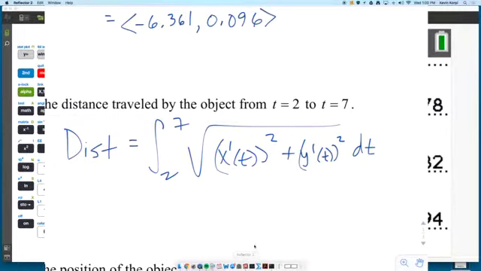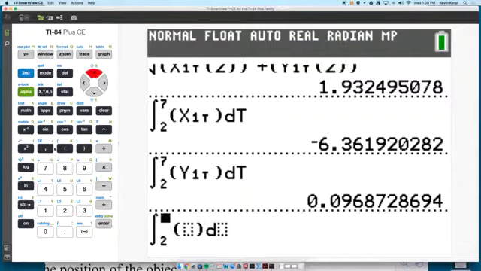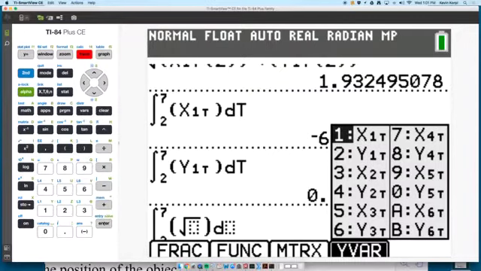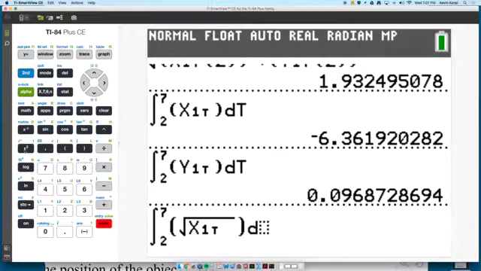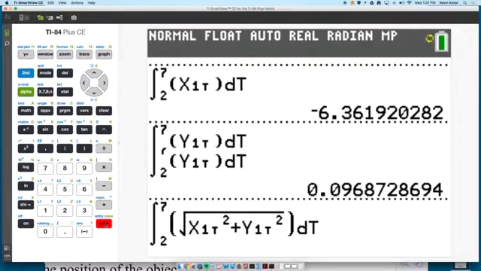All right, so now that we have the setup, we just go to the calculator. Math number 9 from 2 to 7. And now we do the square root of my x prime function, which is still found in number 1. Now, because I'm not evaluating it, I can just square it like that without parentheses. And then plus the other one, which is found in alpha trace number 2, squared. And then with respect to t. Does that look good? I like it. Hit enter.